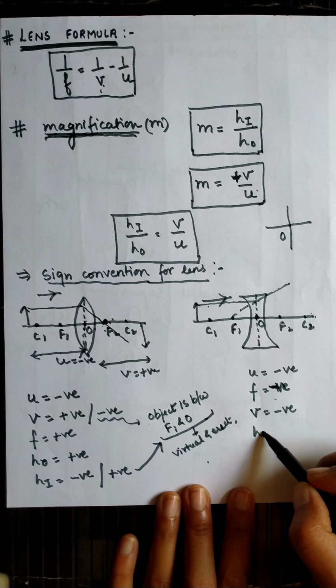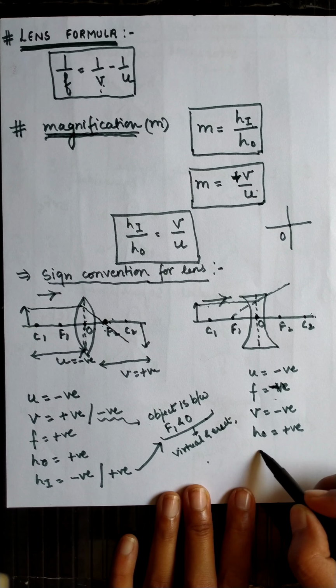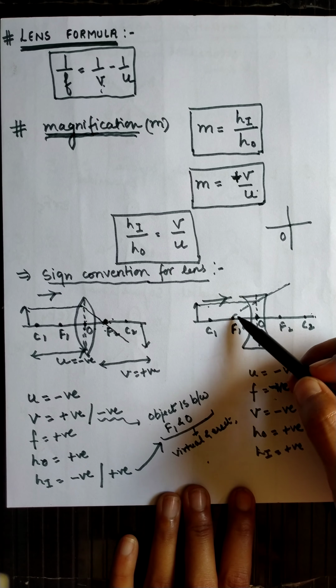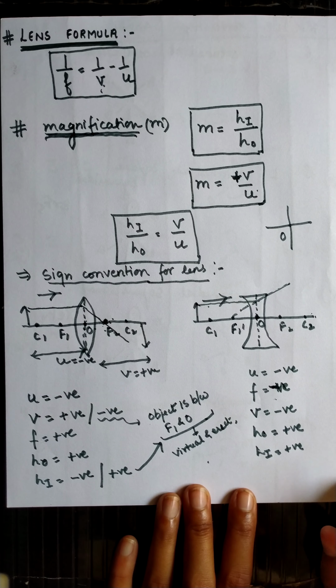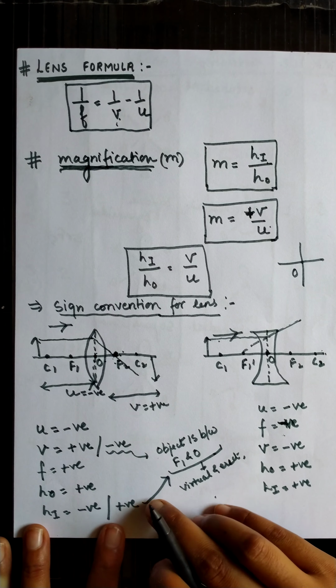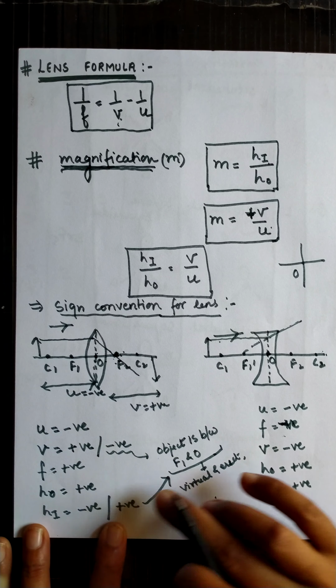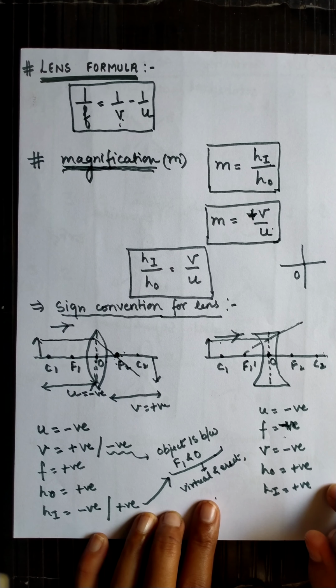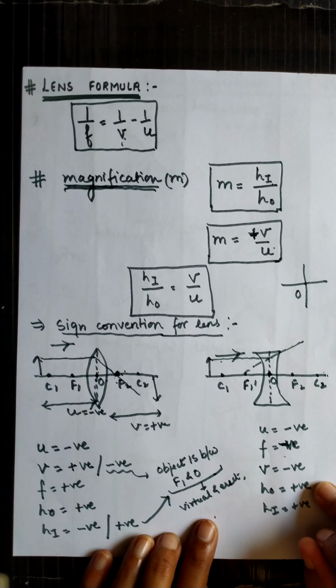The height of image is always taken positive because the image is formed above the principal axis only. So these are the sign conventions. Students, you can pause the video and note down all these sign conventions from here, so that you will be able to solve all the numericals in a proper way.